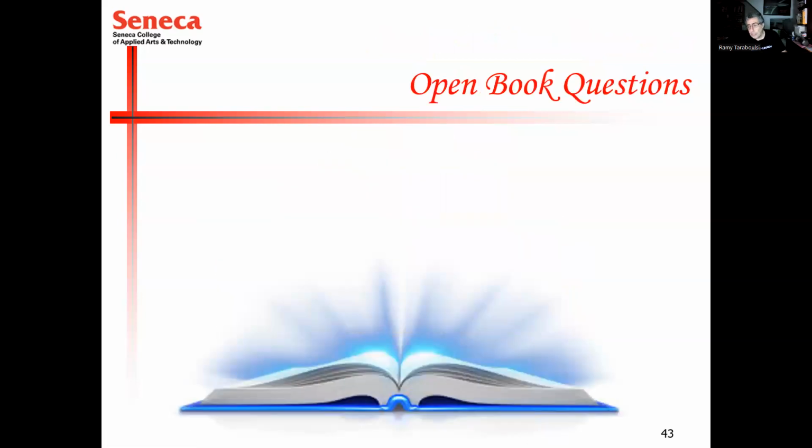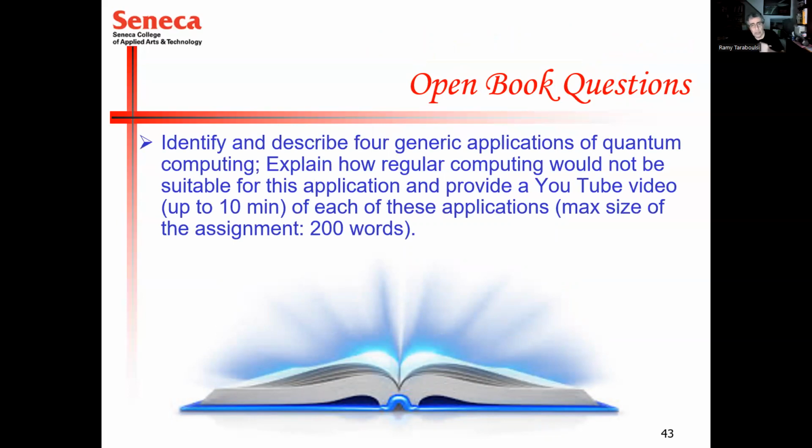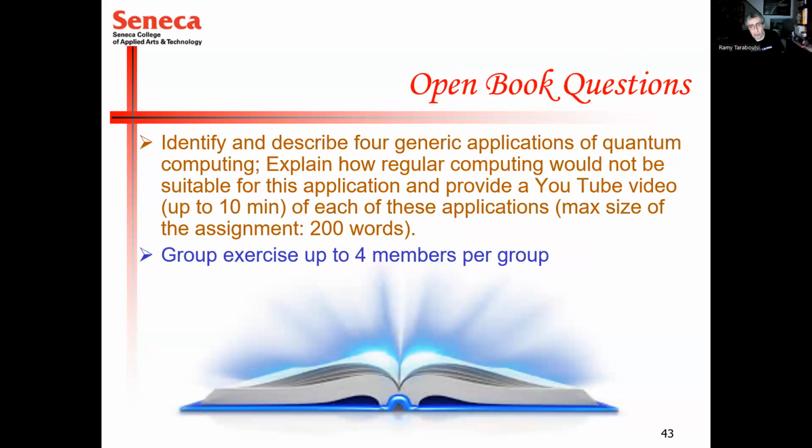So the open book question is about quantum computing, and you're expected to identify 4 generic applications of quantum computing and how regular computing would not be suitable for this application. You need to provide also a YouTube video up to 10 minutes for each of these applications. This is an assignment that's done by 4 members of the group per group. And that's basically the end of the slides for us today.